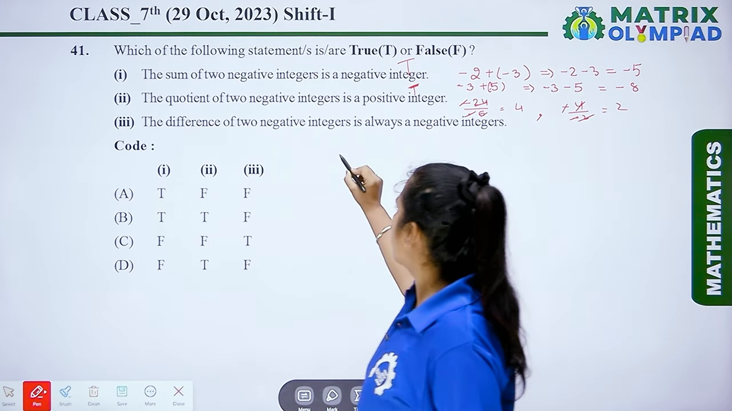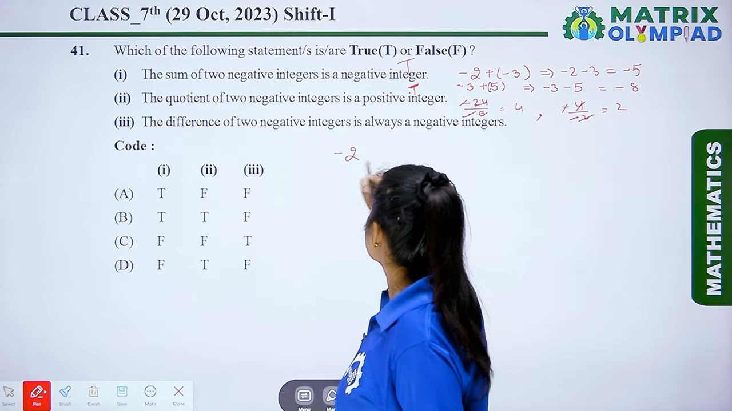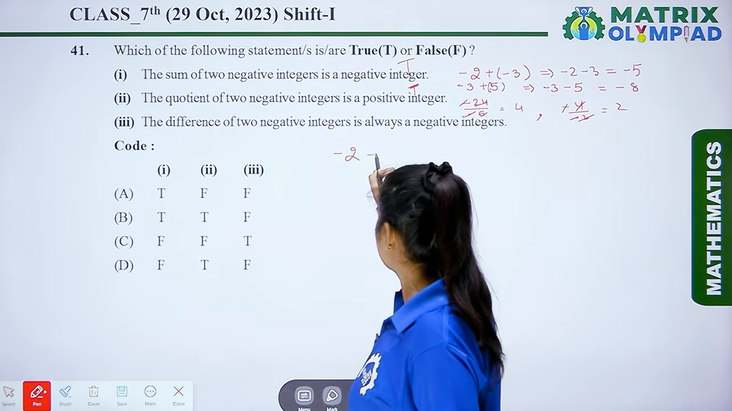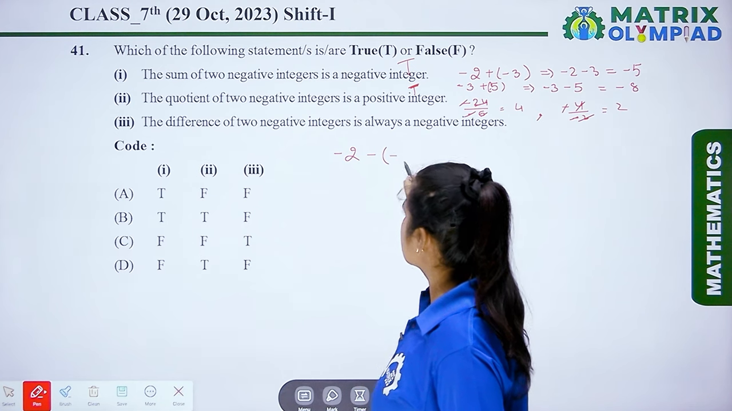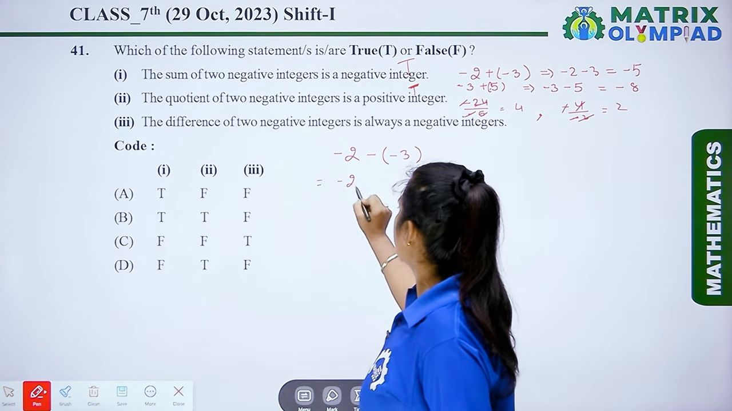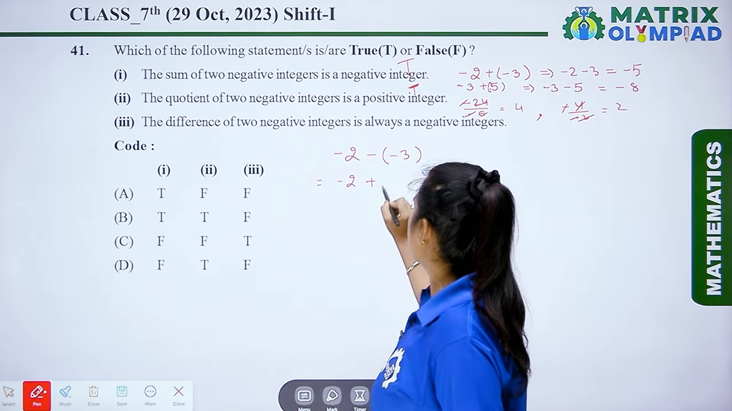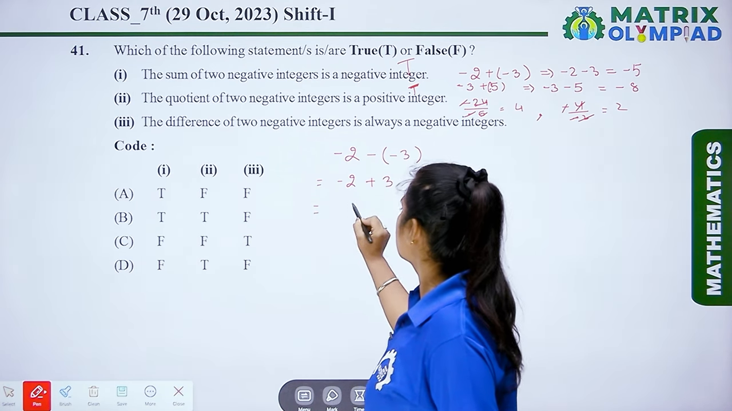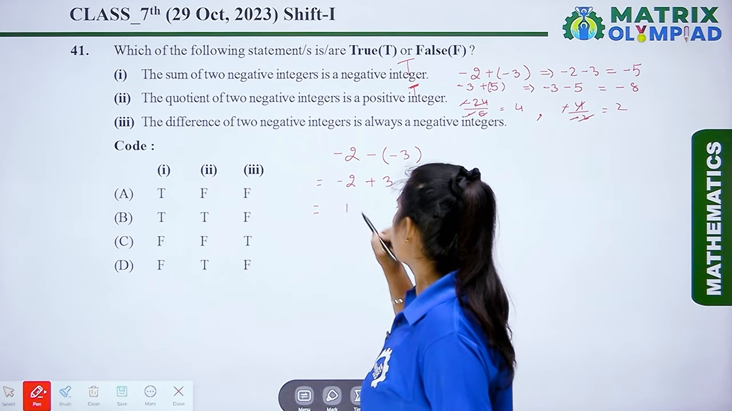Now, the third statement: the difference of two negative integers is always a negative integer. So, let's find out the difference. Here, we will take the same example, minus 2 minus minus 3. That is equal to minus 2, and minus minus becomes positive 3, that is equal to 1.